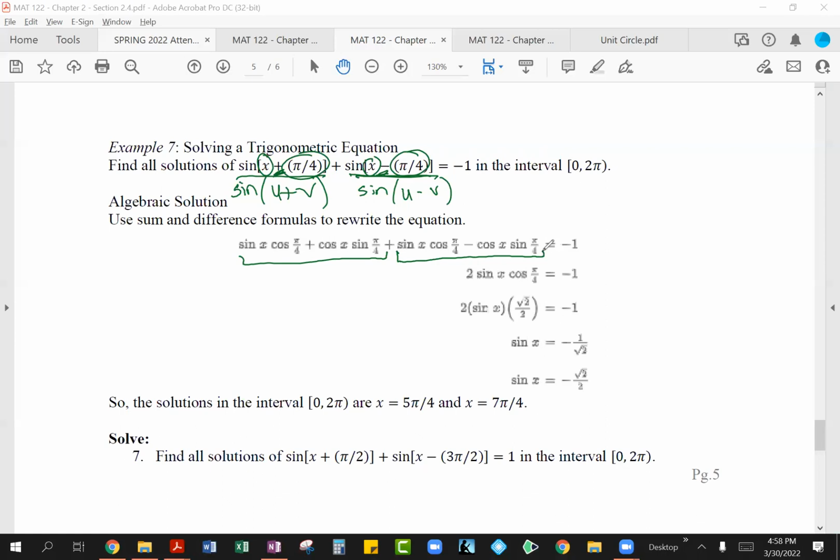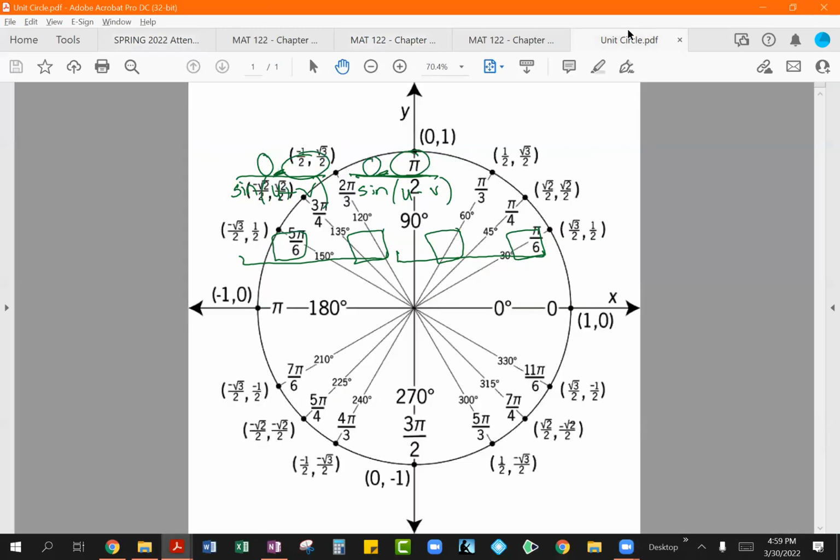So the first thing you're going to do, before you even get to the solving part of it, is clean up what you can. So again, cosine of pi over 4, sine of pi over 4 is what we have over here. Go back to your unit circle, and you can see for pi over 4, you end up with square root of 2 over 2 and square root of 2 over 2 for both sine and cosine.